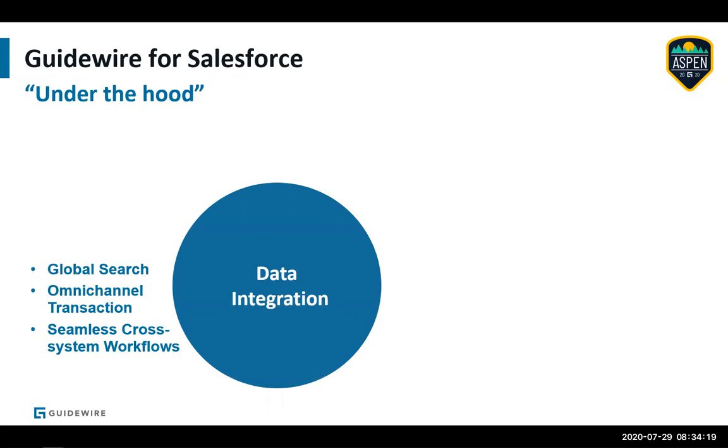So the global search can now gain access to claims as well as policies. It's going to support that omni-channel transactional support. So effectively Claim Center users are collaborating in real time with Guidewire users, and then allowing for that seamless cross-system workflows to also occur.